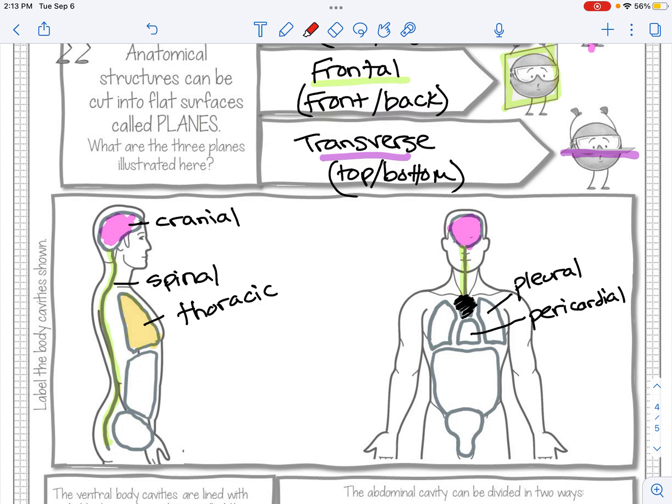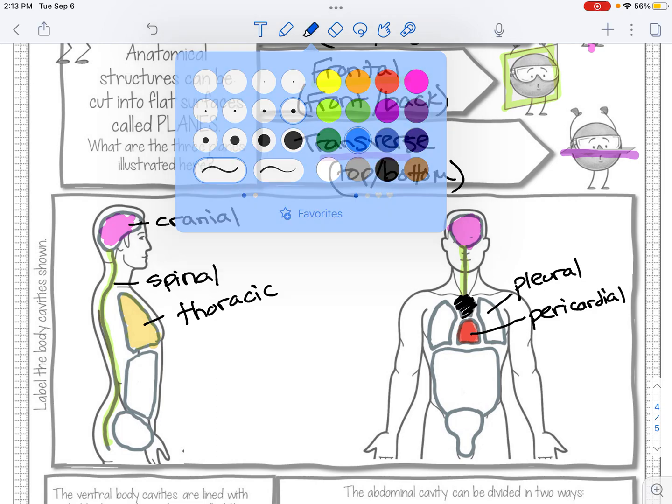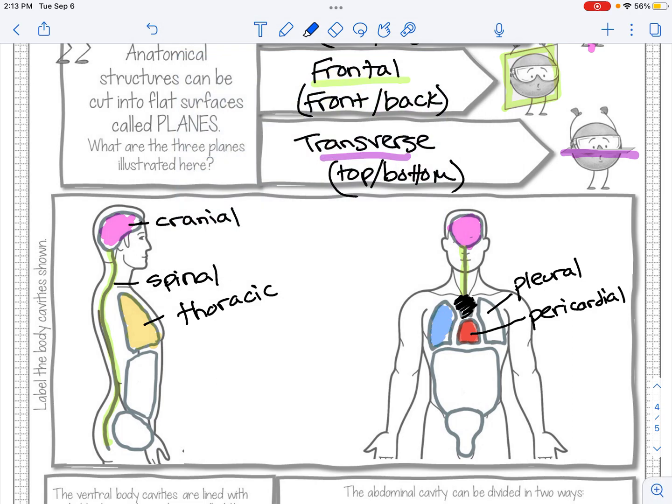So your pericardial is where your heart is. And the pleural cavity is where your lungs are. For now, if you remember thoracic, that's great. We'll talk more about the other cavities when we talk about lungs and heart and all that.